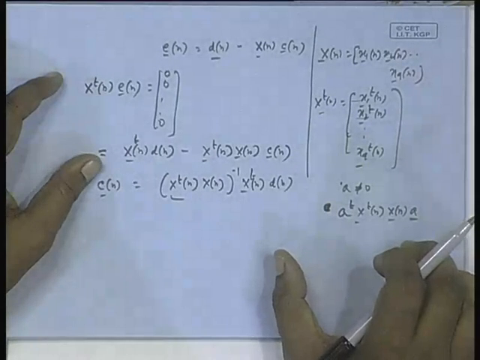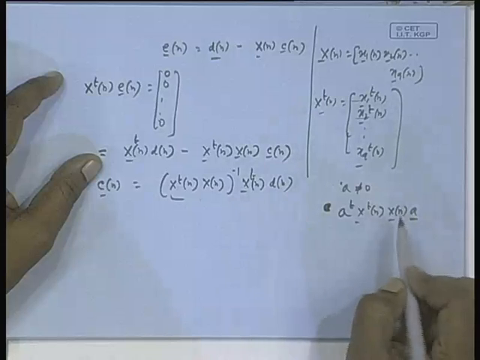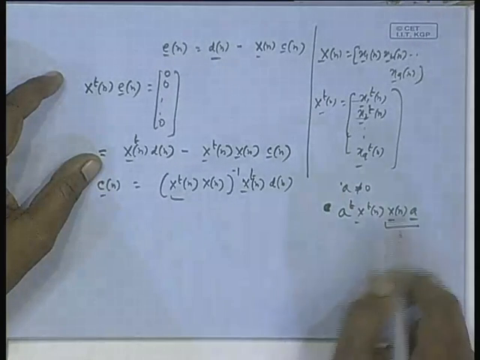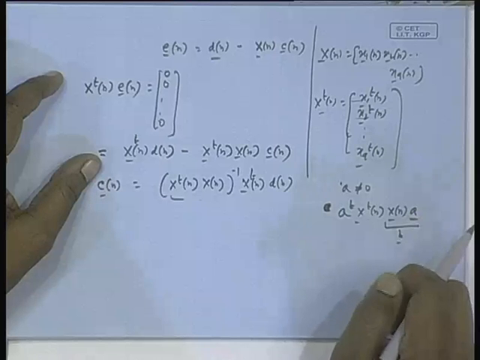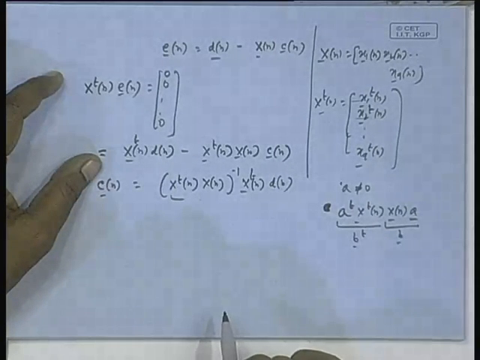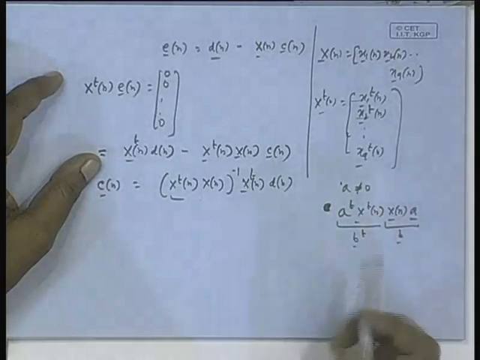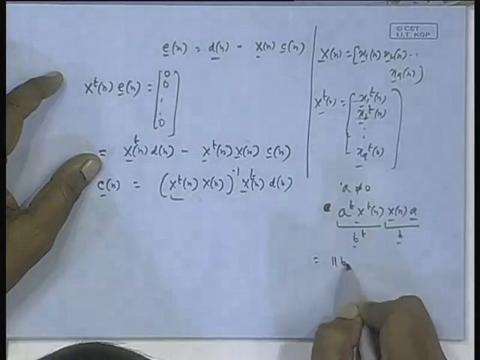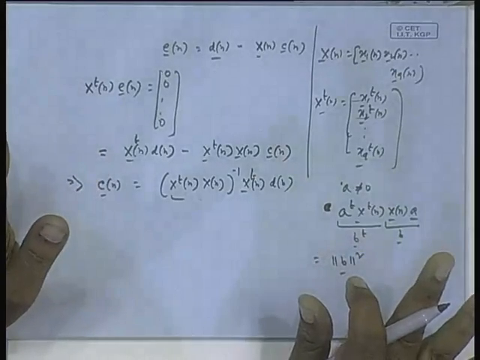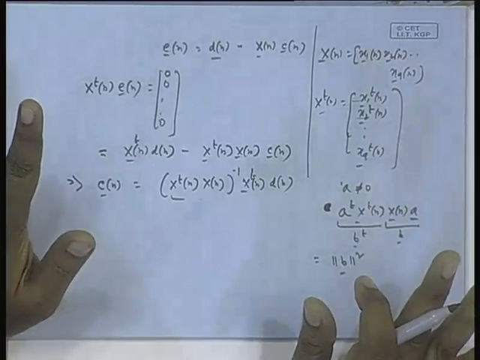This will always be non-negative. It is because X n A, if you call it B, after all it is a column vector, matrix into column, so column vector, then this is B transpose. Take the transpose. So this is equal to this, which cannot be 0, which means non-negative definite.